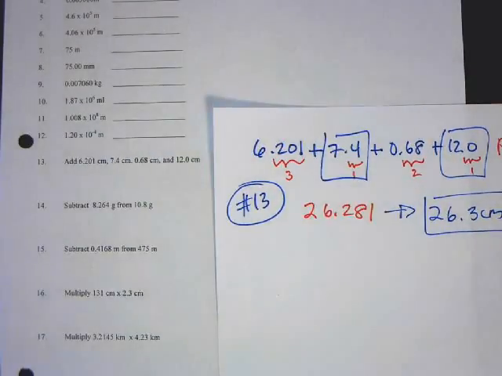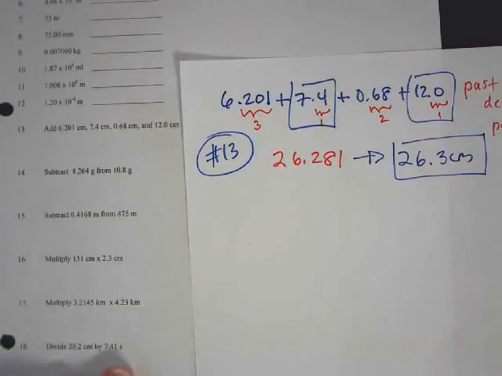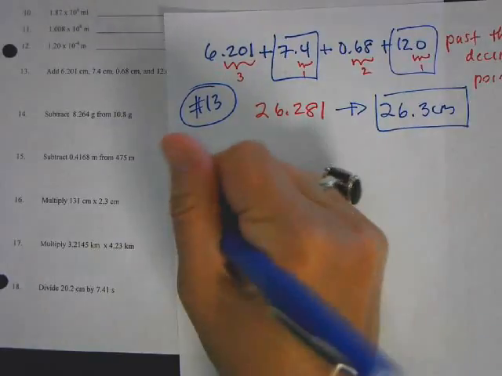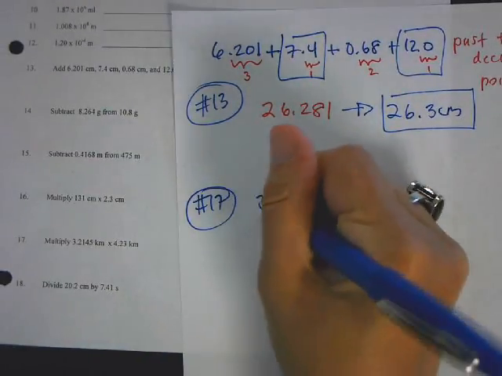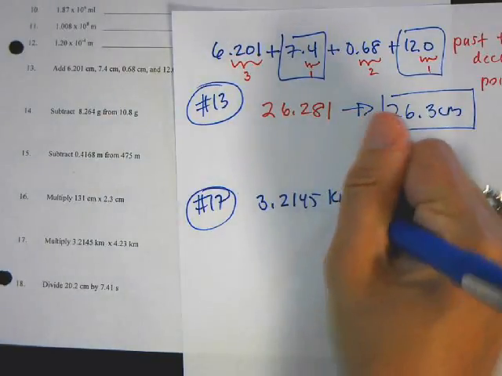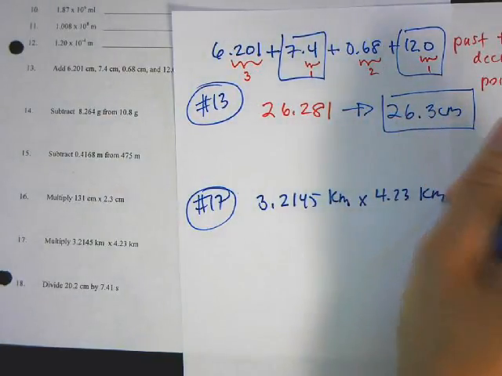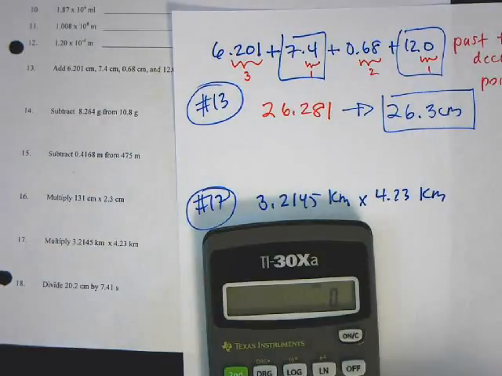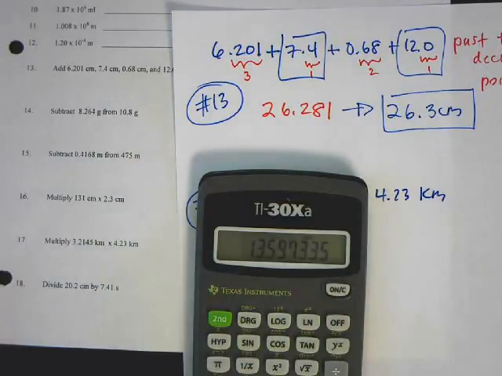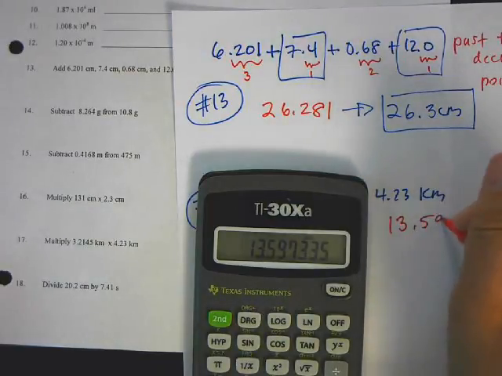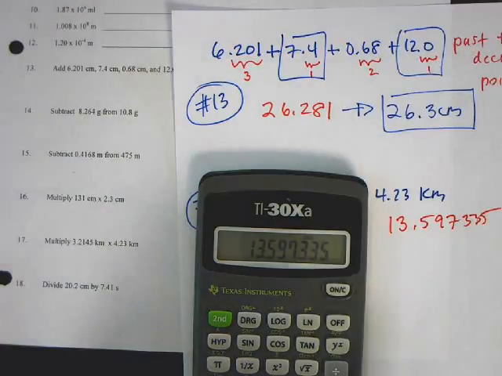All right, now multiplication and division is different. So let me do number 17. So number 17, it says multiply 3.2145 kilometers times 4.23 kilometers. So I'm going to take my calculator, and I'm going to say 3.2145 times 4.23. Now on my calculator, I get this huge number. I mean, the calculator says 3.597335. You know, it has like this huge number.